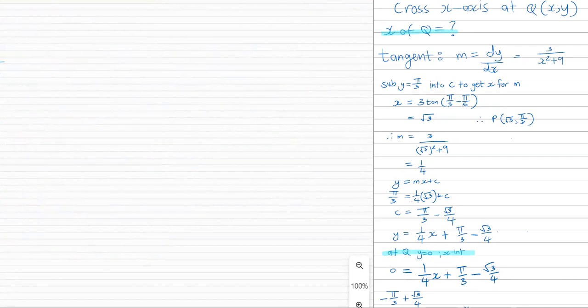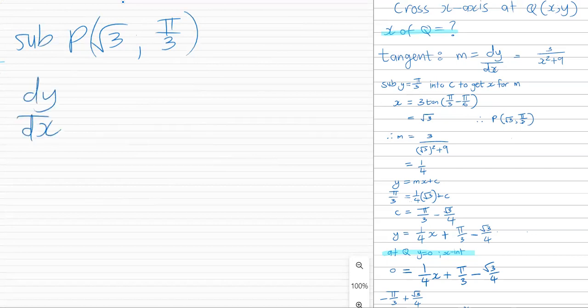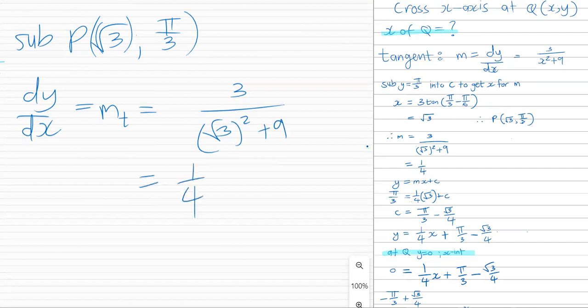Okay. So our P is square root 3, pi over 3. We're going to sub this into our gradient formula, which is also dy/dx. So we're going to sub in just the x value in order to find the answer. It's equal to the gradient of the tangent. And we want that to be 3 over square root 3 squared plus 9, which I already worked out over there, comes to a quarter. Okay, so now we've got our gradient.